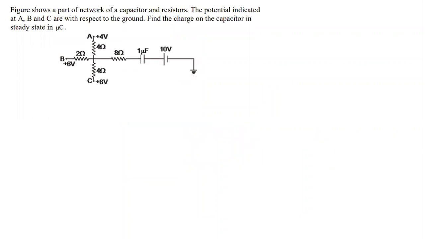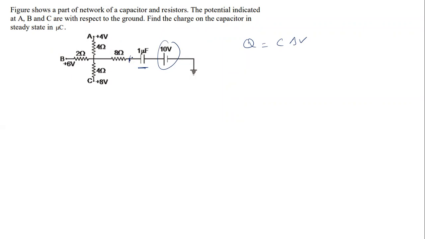Next, in the figure shown, a network of capacitor and resistors, the potentials indicated at A, B, and C are with respect to the ground. Find the charge on the capacitor. So first we need to find what they are asking: the charge on the capacitor. How do you find the charge? Q is equal to C into delta V. Already here we have a potential of 10. We need to find the potential.